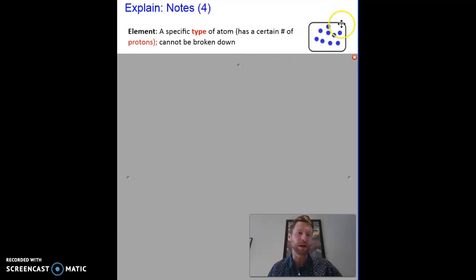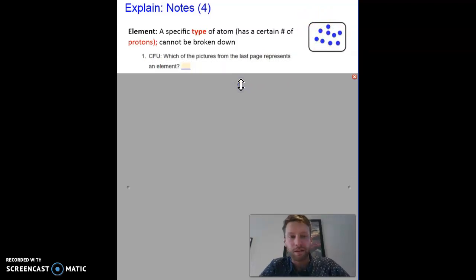So for example, this model might represent carbon atoms. Carbon atoms always have 6 protons. We'll learn more about that later in this unit, but I want you to know for now that an element is only made up of one type of atom. So for example, in this picture, one blue circle might represent one carbon atom. So in this model of an element, we have lots of carbon atoms.